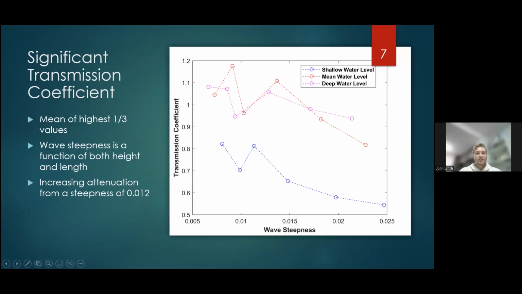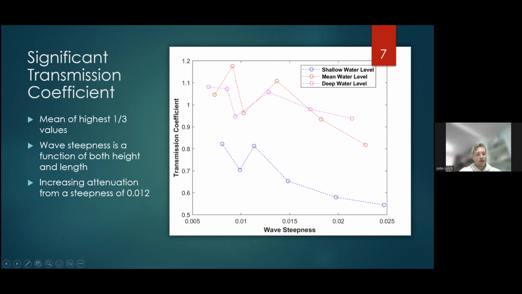So here are the significant transmission coefficients for each wave event at each submergence level. Significant transmission is just the mean of the highest third of the transmission coefficient values recorded for the 7 probes, in the same way that it is used to quantify the wave height or the height of a seaway. Here it is shown against wave steepness, which is a representation of the wave's free surface profile, and which is just a function of both the wavelength and the amplitude.